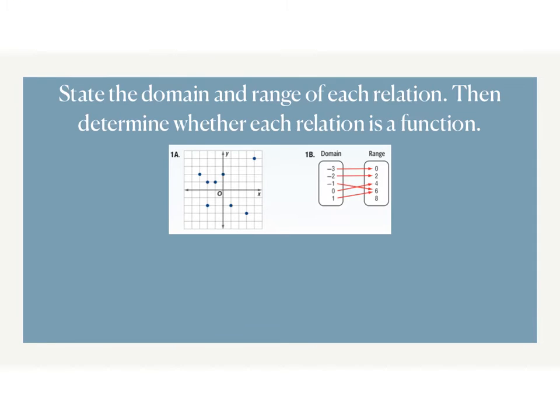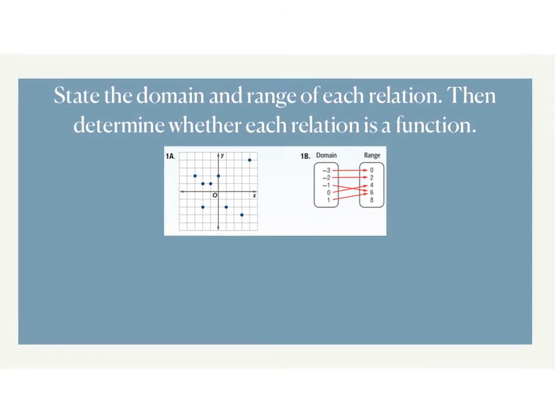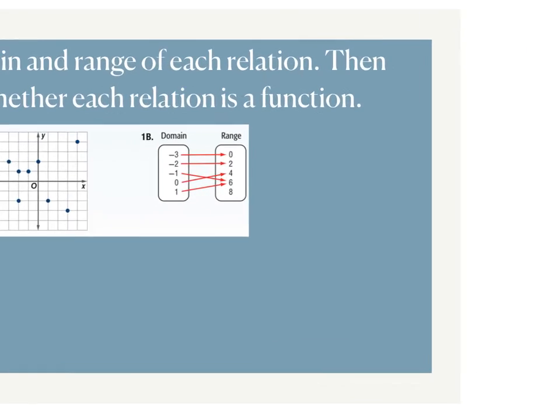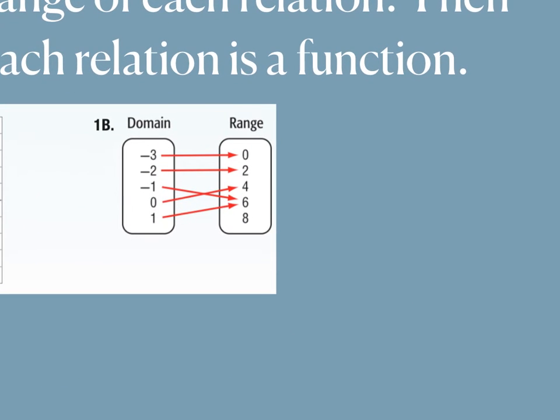All right, let's look at our next example. So we're going to skip 1a for now, but we're going to come back to it. Let's look at 1b. So again, we need to state the domain and range and determine if it is a function. Here, for 1b, it gives us all the numbers in the domain, and it gives us all the numbers in the range, so we don't need to list them again.